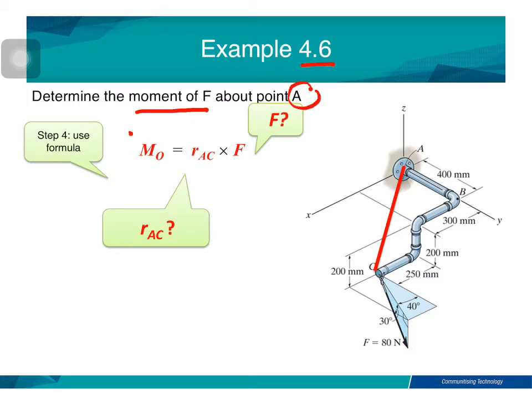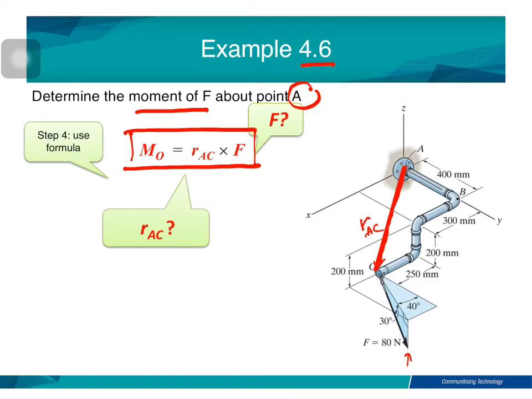Okay. Next, example 4.6, we need to determine the moment of F about point A. As usual, we're going to use the cross product. Moment is equal to R cross F. So now what is the R? This is point A, this is point F, and we need the moment about this point A. So the position R here is R, A, C.